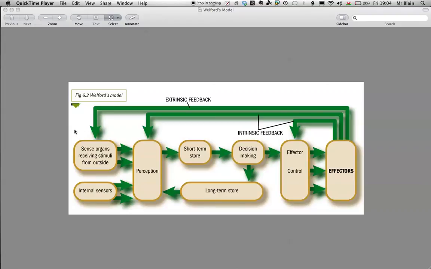So that's a brief introduction of Welford's model. Good activity now for you to do would be to pick a skill or a section of a game from your sport that you've chosen at A level, and to work through this model with the example in your mind.